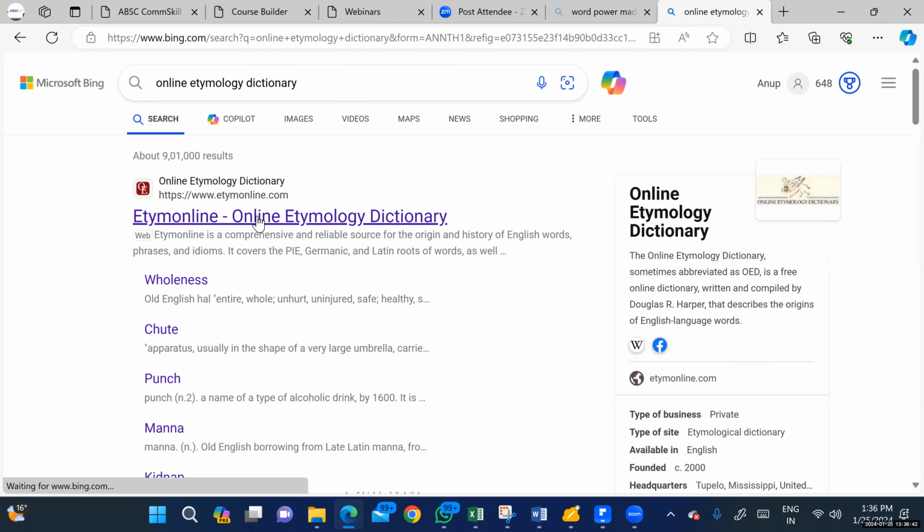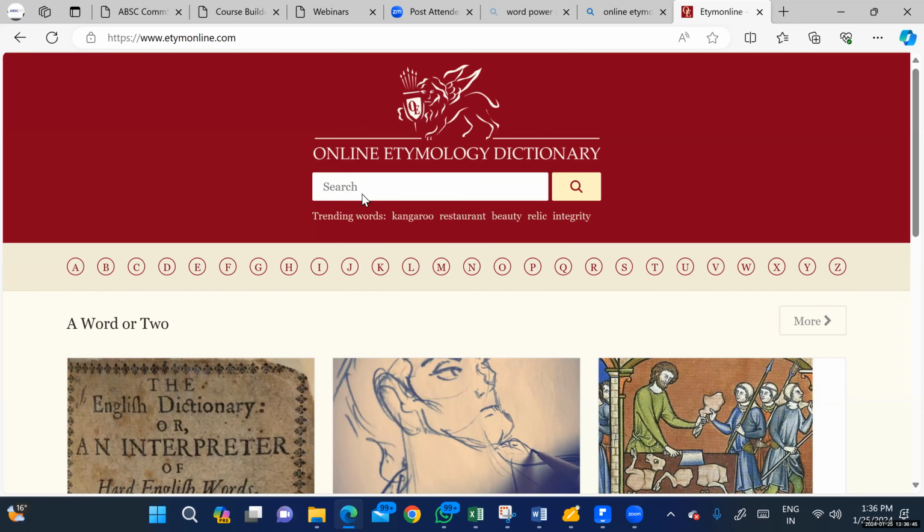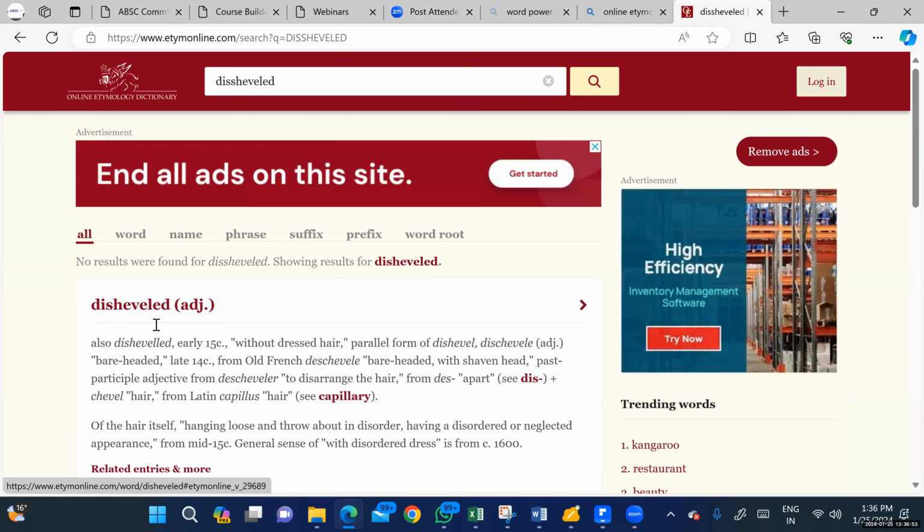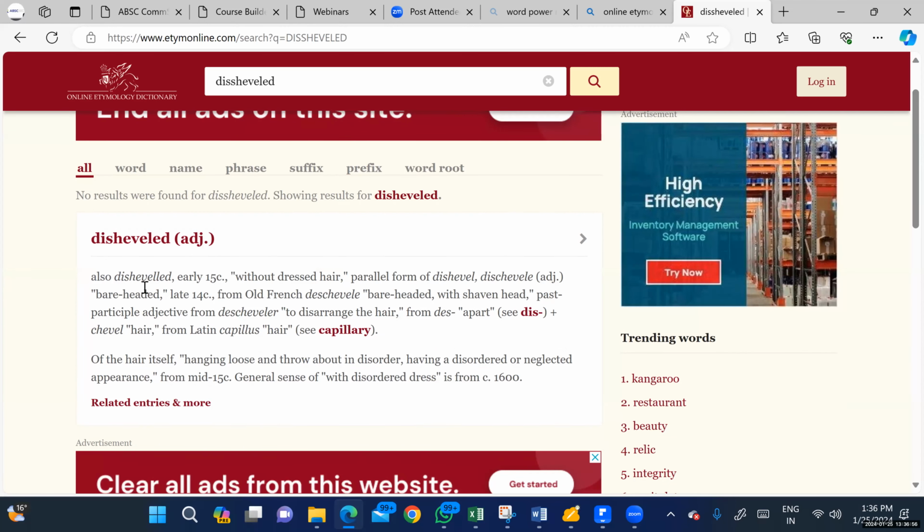I go to the online etymology dictionary. Here, see, there is an adjective. It says shaved without dressed hair. Disheveled, adjective, bareheaded. It means your hair is not combed properly, bareheaded, with shaven head. Of the hair itself, hanging loose and thrown about in disorder. So it's showing something negative, not properly done.